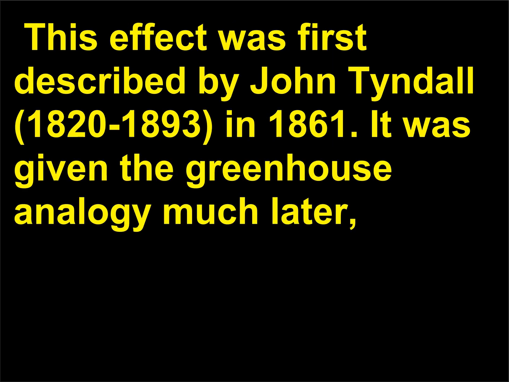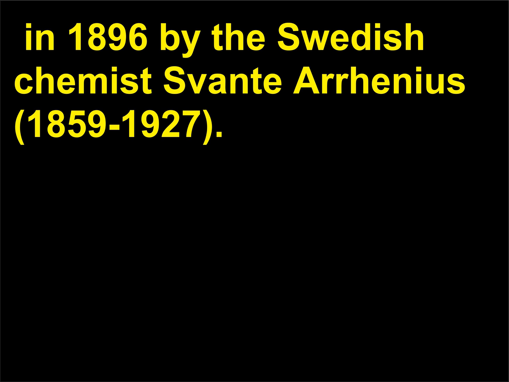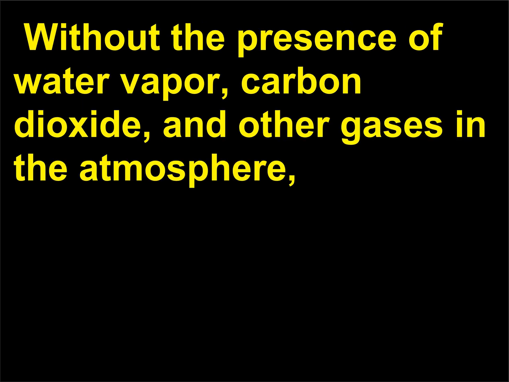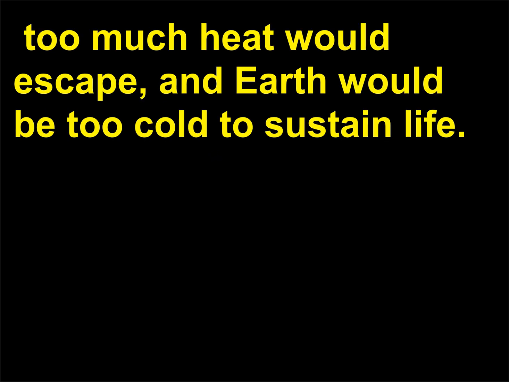This effect was first described by John Tyndall, 1820 to 1893, in 1861. It was given the greenhouse analogy much later, in 1896, by the Swedish chemist Svante Arrhenius, 1859 to 1927. The greenhouse effect is what makes Earth habitable. Without the presence of water vapor, carbon dioxide, and other gases in the atmosphere, too much heat would escape, and Earth would be too cold to sustain life.